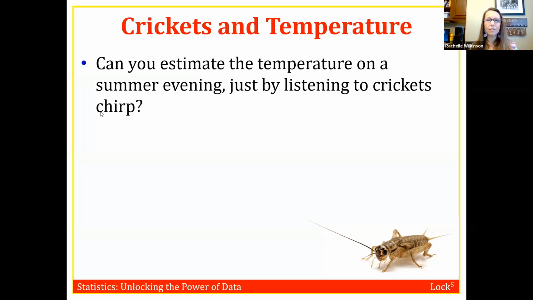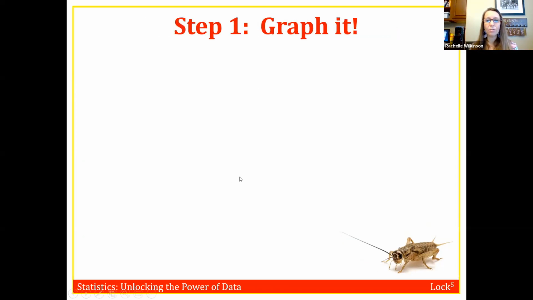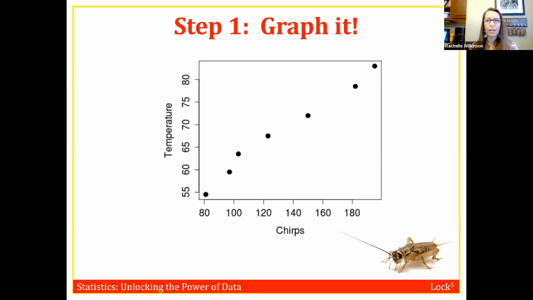So what's the very first thing that these researchers should have done with their set of data? They collected it, they're ready to go. What's the very first thing that we always do with our set of data? Graph it, exactly. So they did a graph. They're going to do a scatter plot because we're looking at 2 quantitative variables. And this is what they got for their scatter plot. So remember, we're looking for form, direction, and strength. So let's start with form. What kind of form does this scatter plot have?